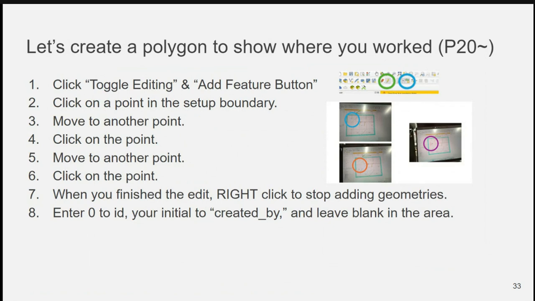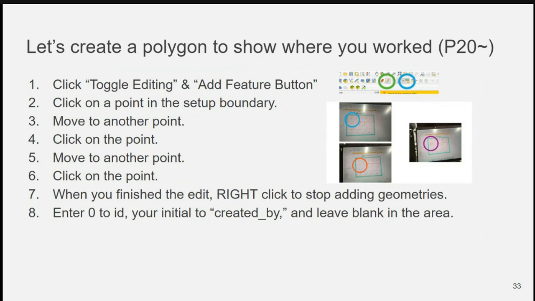Click Toggle Editing and the add feature button that is circled. Click on a point in the setup boundary, which will be one of the vertices of the polygon. Move to another point and click on the point. Then move to another point and click on the point. When you are happy with the shape, right-click to exit the editing mode.